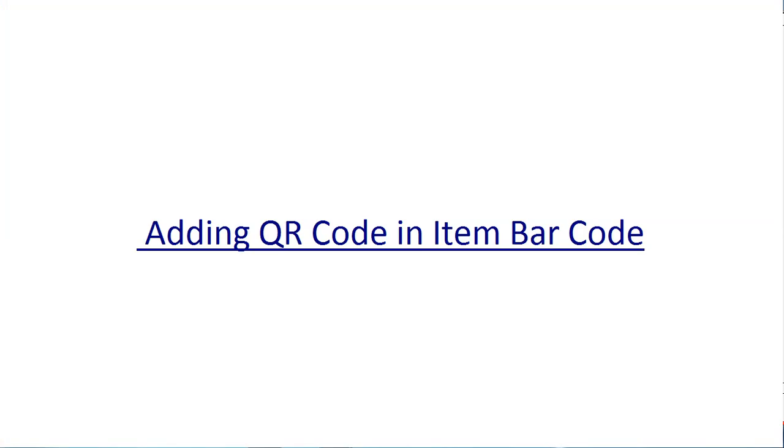Now we will discuss how we can add QR code in item barcode. As I have mentioned earlier also, QR codes are very convenient and provide better readability. Hence, it's a good idea to use QR code in the item barcode also. This is again the same process. First, we will add the QR code in an item barcode label, and then we can print the item barcode label in which the QR code is embedded.